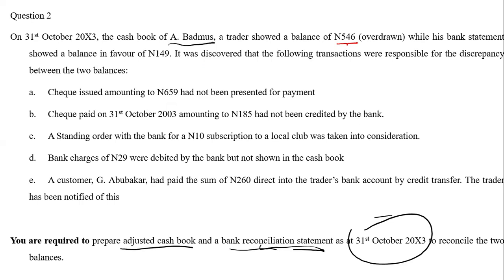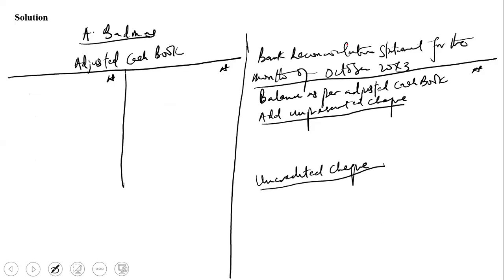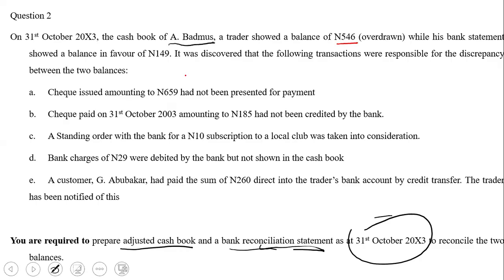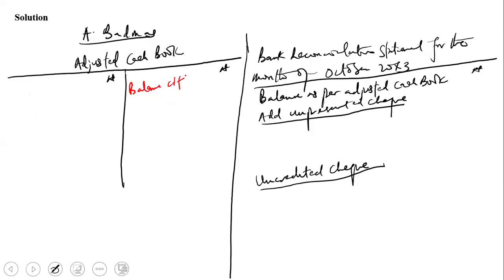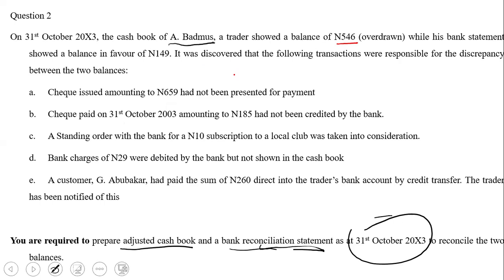So what are the things? Here the bank is over, the cash book is overdraft. So overdraft goes to the what? Credit side. So balance brought forward, that is 546. Now let's get all the things that we need to do. And don't forget where we are going is that we must have the bank balance in favor of 149.